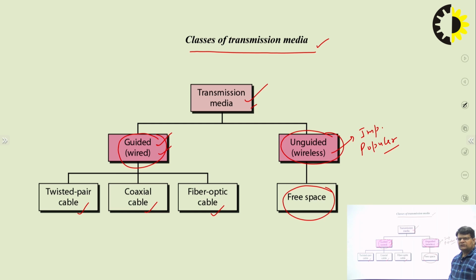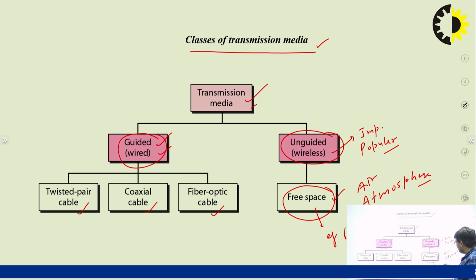So the signal is guided through free space, or we can say through the air or through the atmosphere. Examples of this can be free space optical communication, which is an example of communication using unguided or wireless media. Another popular example is mobile communication, which we are using nowadays. So mobile communication uses wireless transmission media.